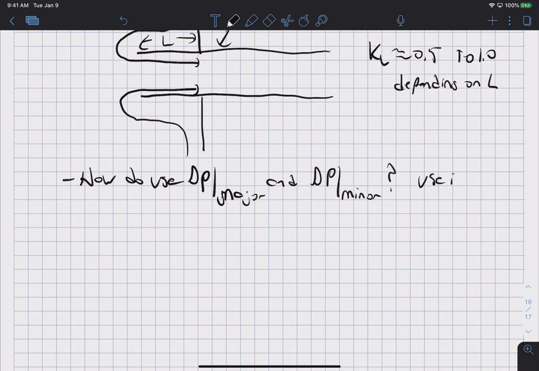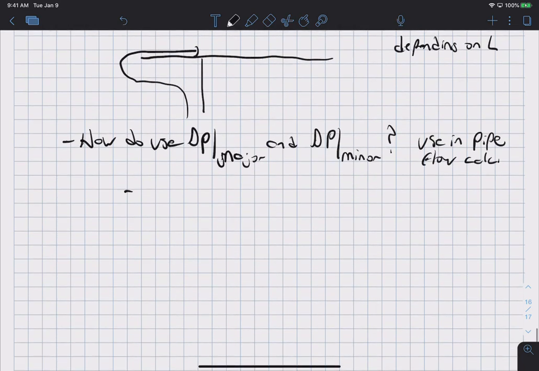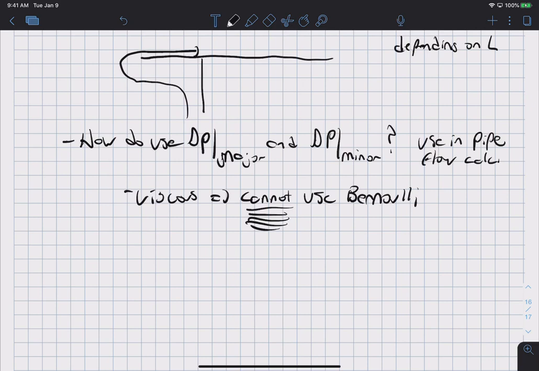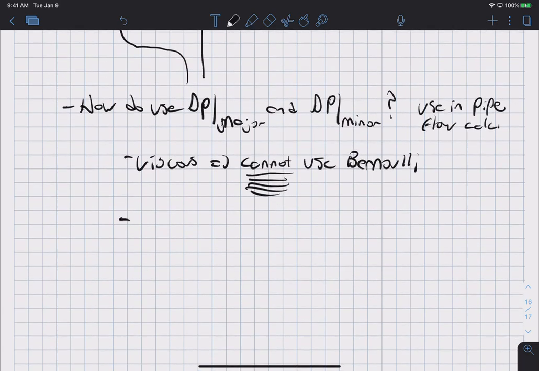Well, we use them in pipe flow calculations. Okay, and so here, this is viscous, so this implies we cannot use Bernoulli. Okay, so just a word of warning: if you're doing a viscous pipe flow problem and I see somebody using the Bernoulli equation, I will take off massive points, just because the Bernoulli equation is completely incorrect. Instead, you need to use the energy equation.